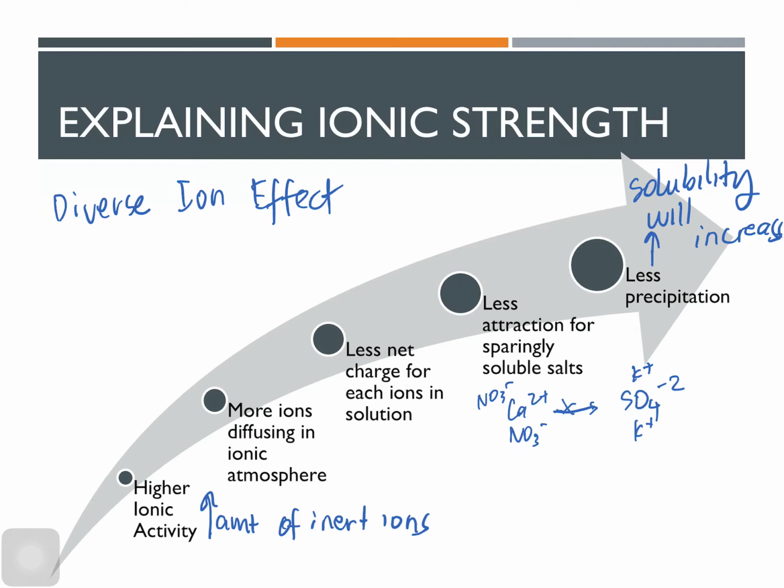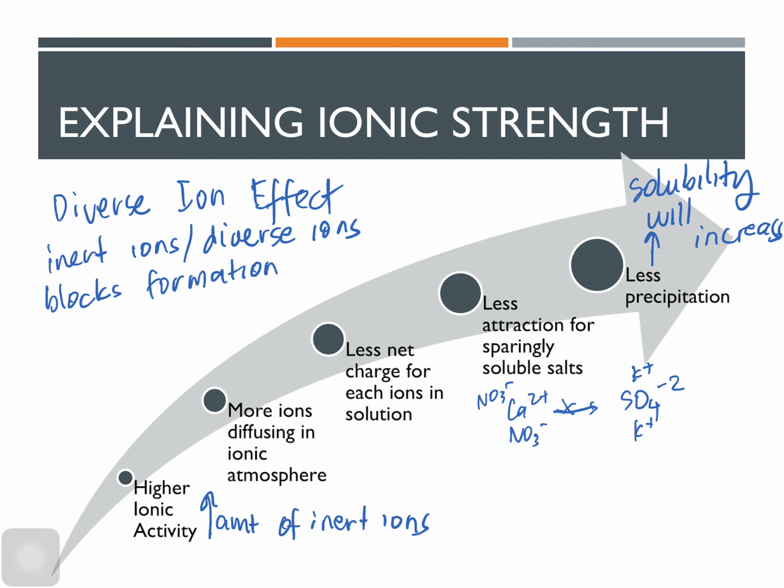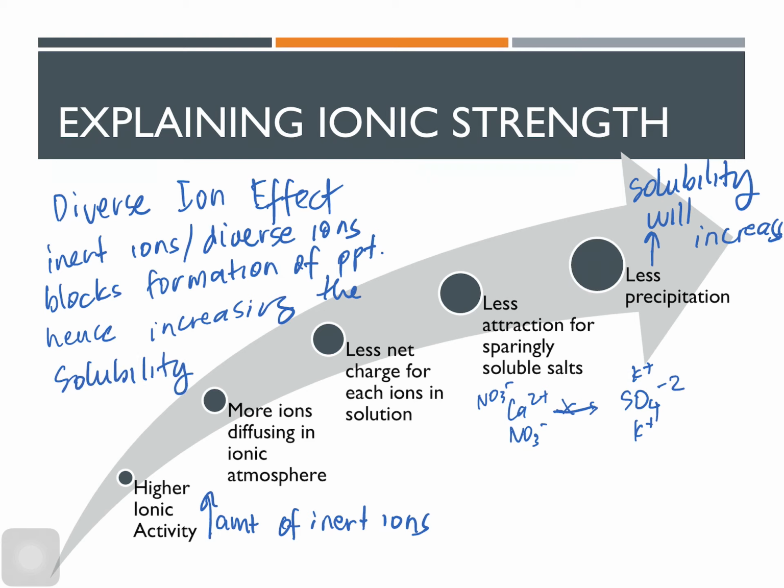So for diverse ion effects, inert ions or diverse ions block formation of precipitate. Formation of precipitate, right now that's PPT. It blocks the formation of precipitate, hence increasing the solubility. Okay, so that's the idea.